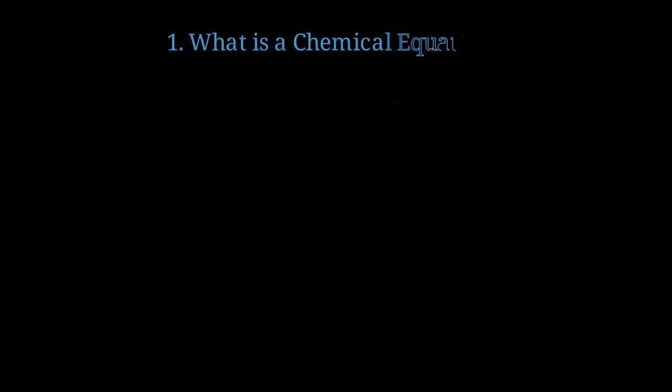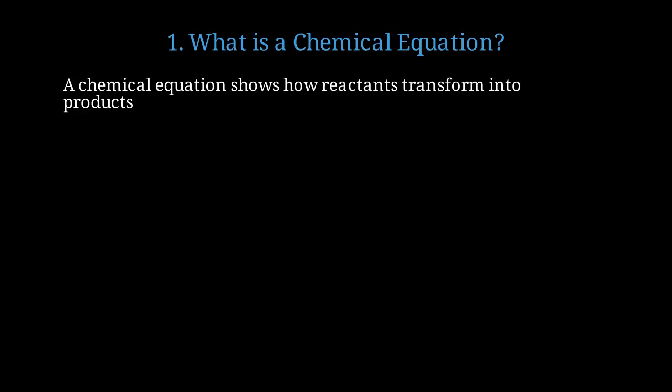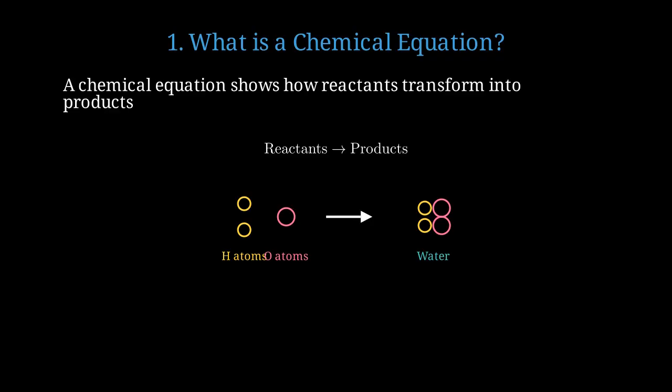First, let's understand what a chemical equation represents. A chemical equation shows how reactants transform into products during a chemical reaction. The general form has reactants on the left side of the arrow and products on the right side. Here we see hydrogen and oxygen atoms as reactants, combining to form water molecules as the product.